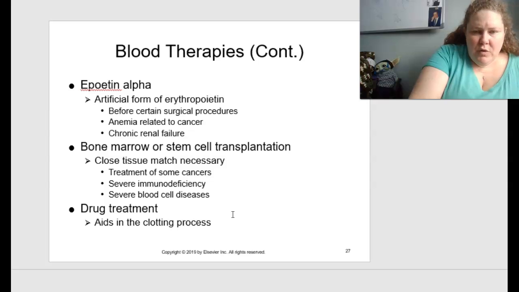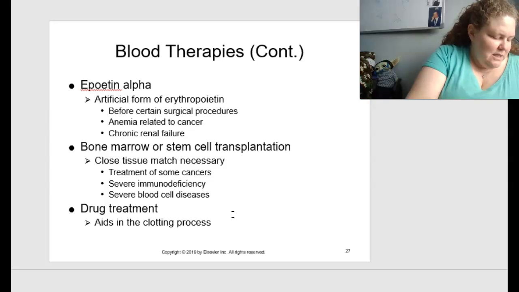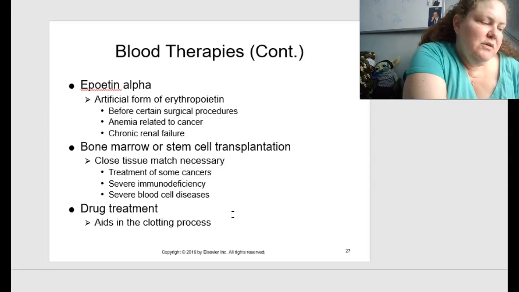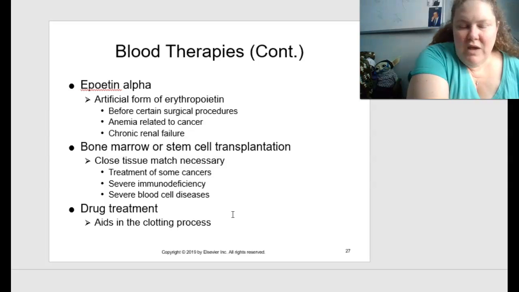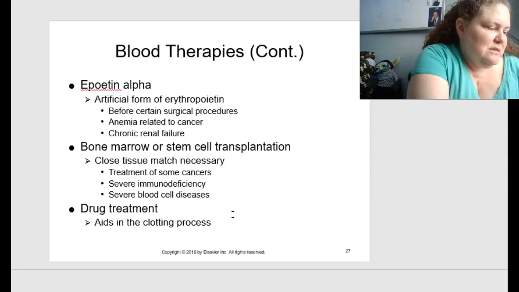We can then have bone marrow or stem cell transplants, and these are used to treat some cancers and some severe immune deficiencies or severe blood cell diseases. A close match in tissue or human leukocyte antigens, which is the HLA type, is required for success. The marrow stem cells are extracted from the donor's pelvic bone, filtered, and then infused into the recipient's vein. And normal cells should appear within several weeks.